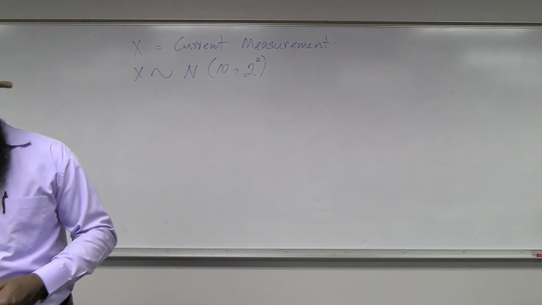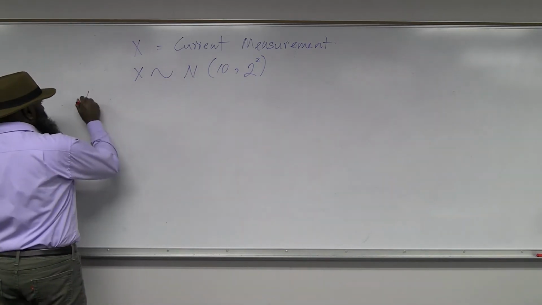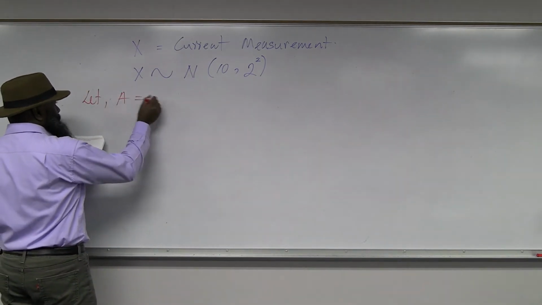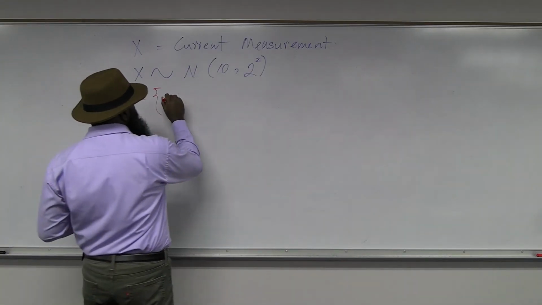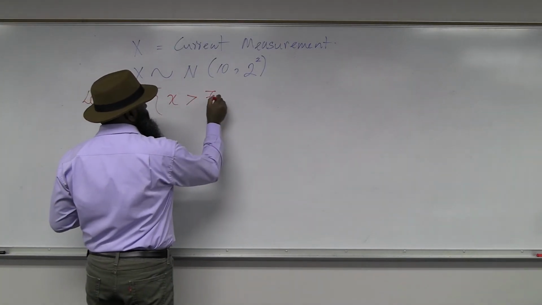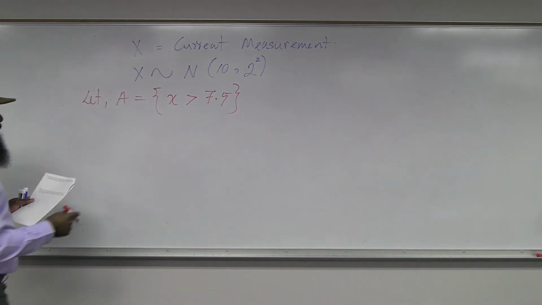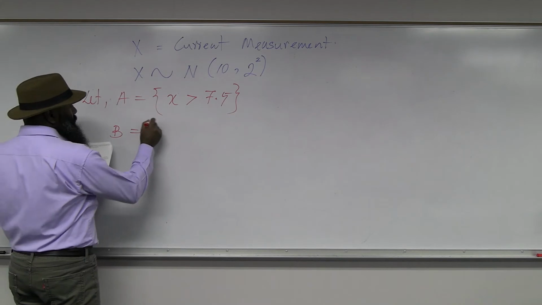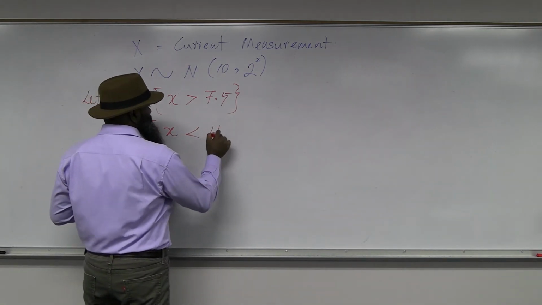All right, and then we have to define the two events. I'm going to let A be the event that the current measurement is greater than 7.5. That means x is greater than 7.5. And I will let B be the event that the current measurement is lesser than 11.5.